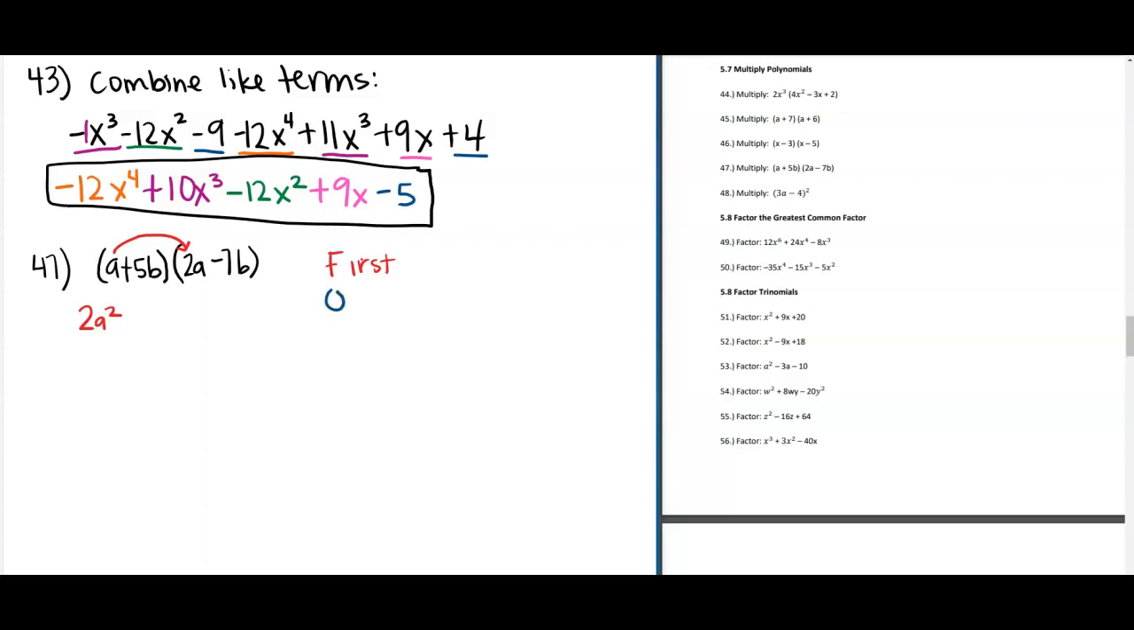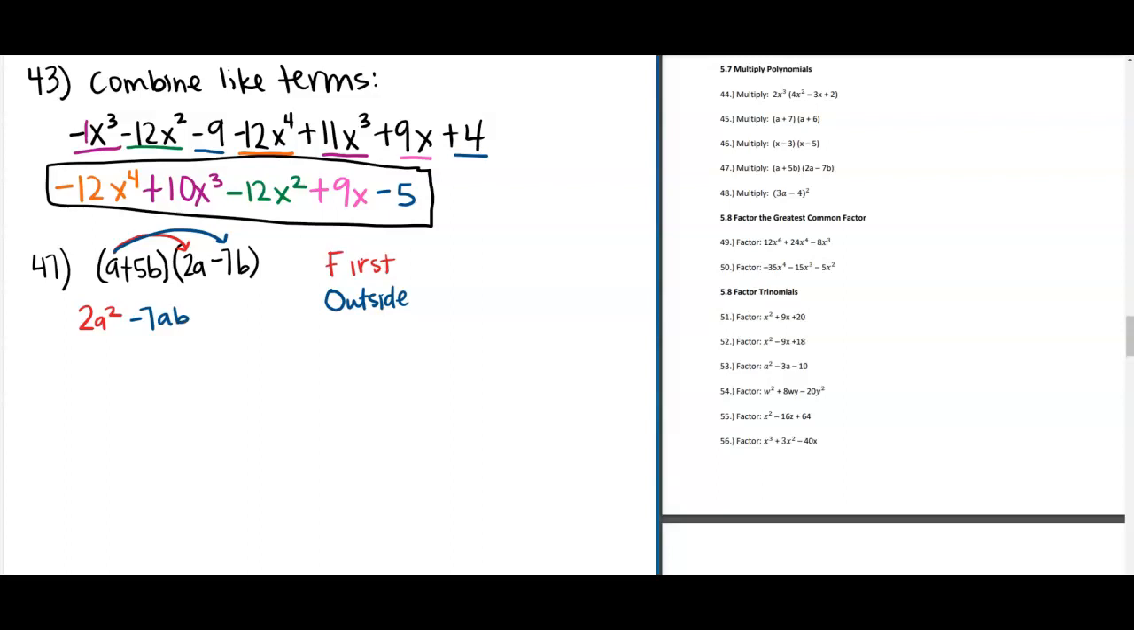So the O in FOIL stands for outside, or outer, however you want to think of that. And then we're going to take our outside terms of each of those binomials and multiply those together. So a times negative 7b gives us negative 7ab. Right? So we've got an a and a b there.